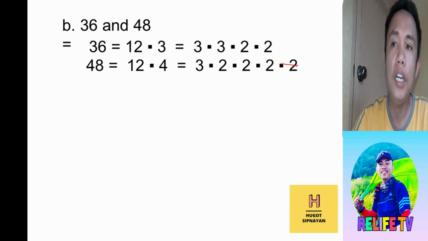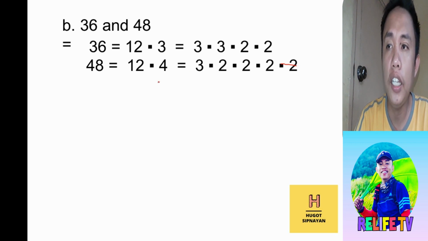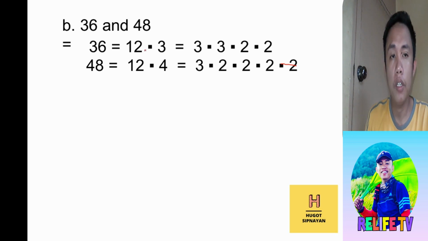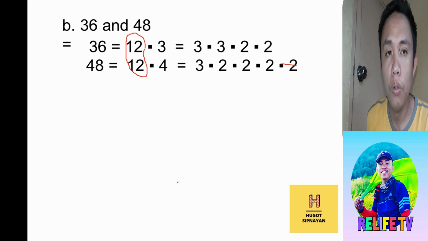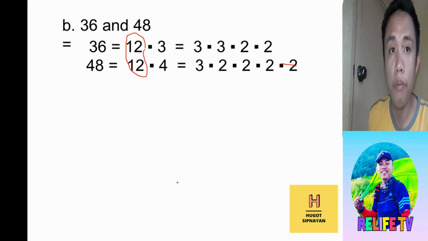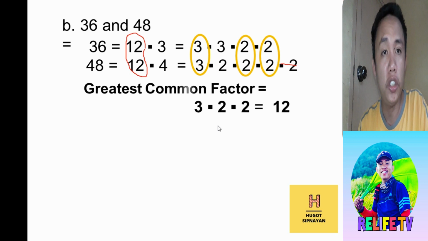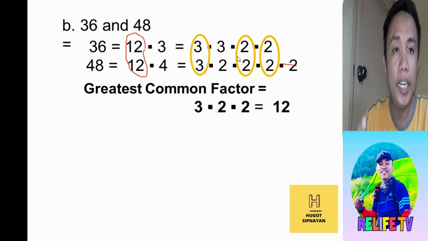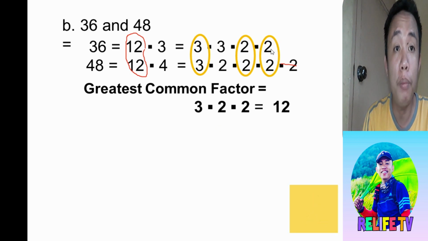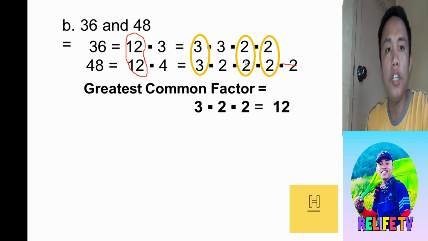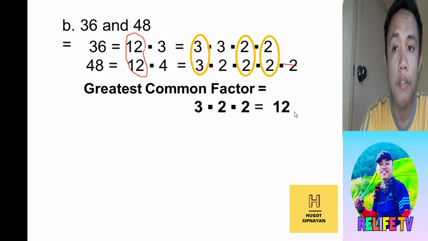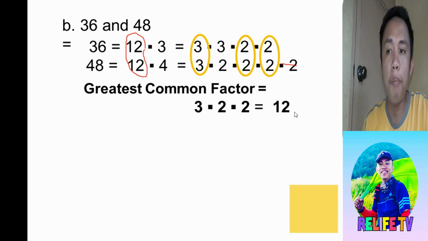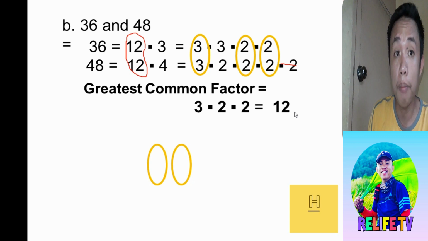Ito pa lang, sa unang bahagi pa lang ng prime factorization, kita na natin kung ano yung tinatawag nating greatest common factor. Ito yung 12. Kasi pag pinagsama natin yung numero, 2 times 2 is 4 times 3, 12 po yun. Kasi sa prime factorization, pinaliliit natin yung number hanggang makuha natin yung mga posibleng factor. Pero kung kaya nyo naman nang hindi na paliitin ang number, mas maganda yun. Mas madali siyang sagutan.